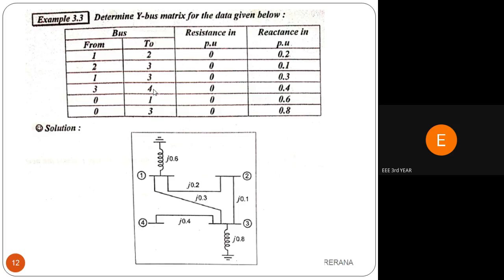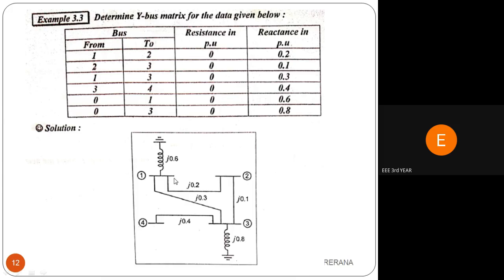Here it has 4 buses, so the output will be 4 by 4. Consider the first line, that is from bus number 1 to 2. So we have to talk about nodes, that is node 1 and 2 are connected with an impedance value, that is impedance J 0.2. So first I have drawn the first bus with the second bus.